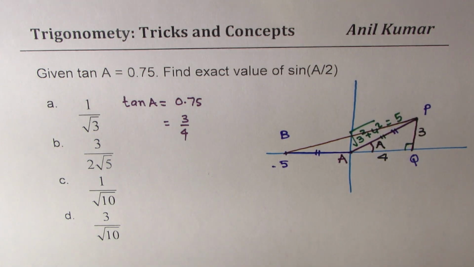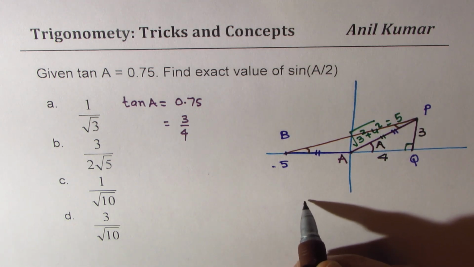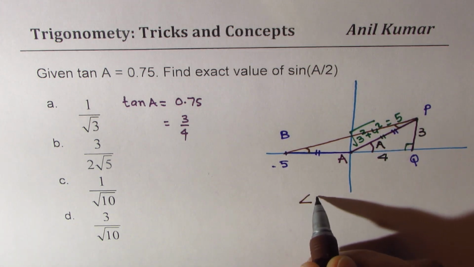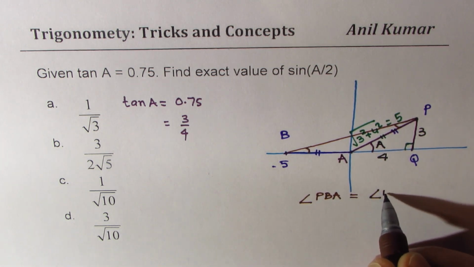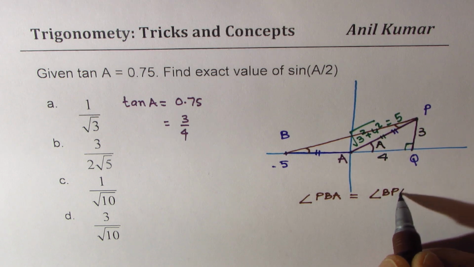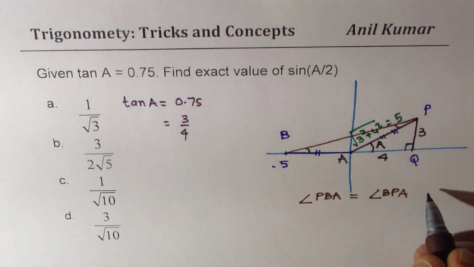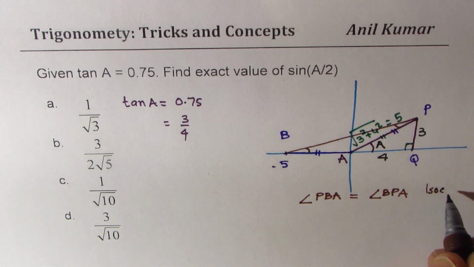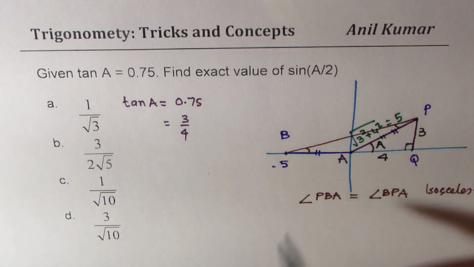If I connect this, in that case, what is the angle right here? Interesting. What is this angle? Well, we know something, that these two angles are equal. So we know that angle PBA is definitely equal to angle BPA, right? Since the two sides are equal, so we have an isosceles triangle. Perfect.